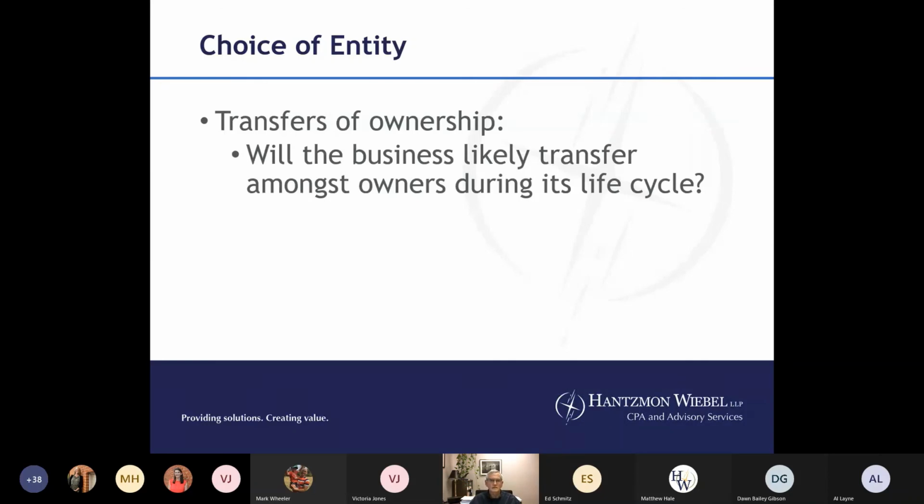Another factor in choice of entity: will the business likely transfer amongst owners during the life cycle? If I go back to my group of doctors that own their office building, most likely there'll be new doctors coming in, there'll be doctors retiring, and the new doctors coming in will want to buy into the office building as well as the practice. Maybe using a partnership for the building, because that's where a lot of the appreciated value is, is a better model, because they can do the 754 and adjust some of the bases.